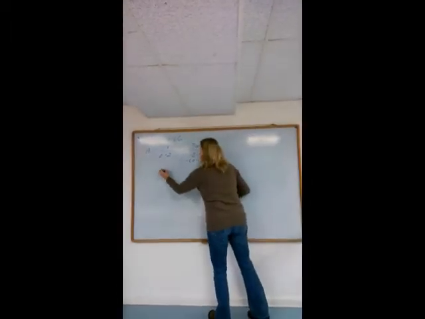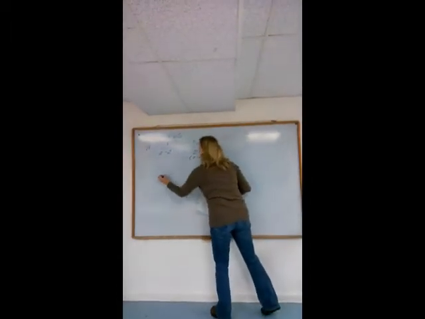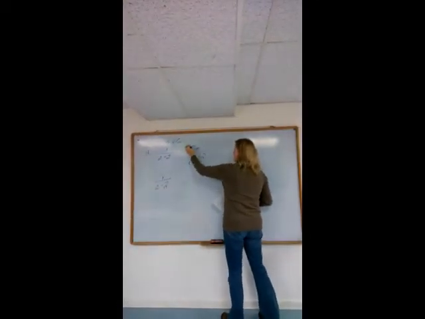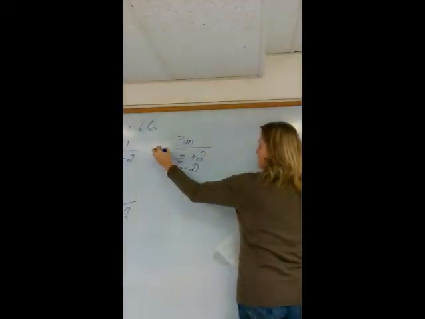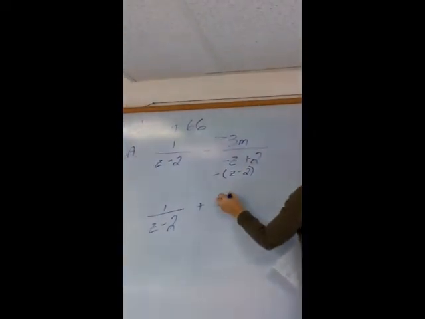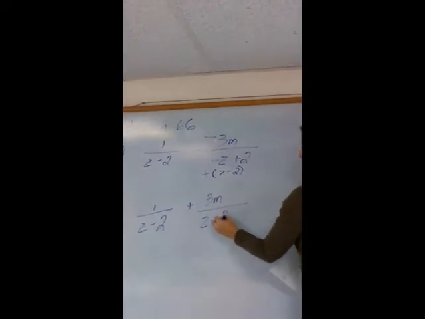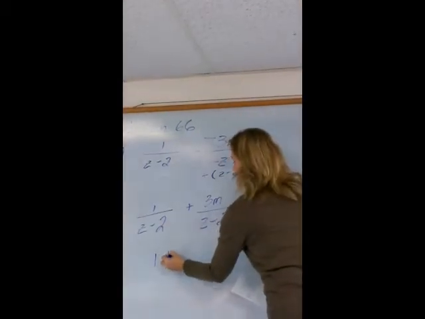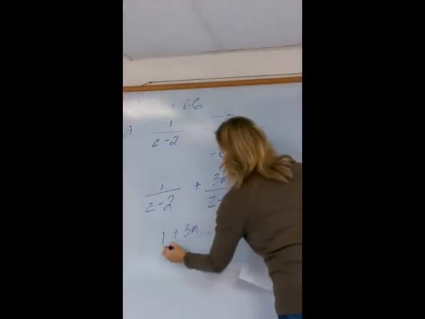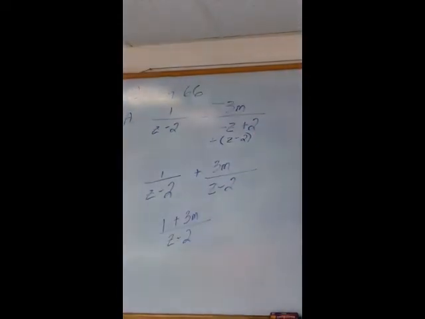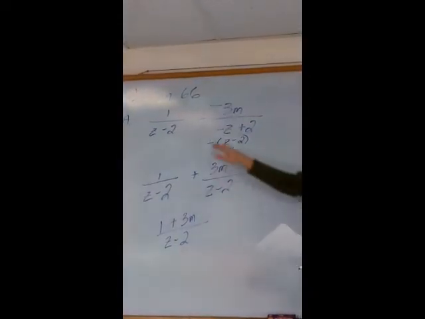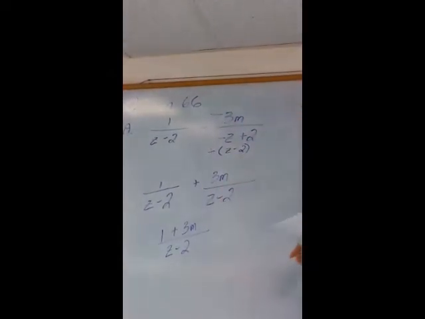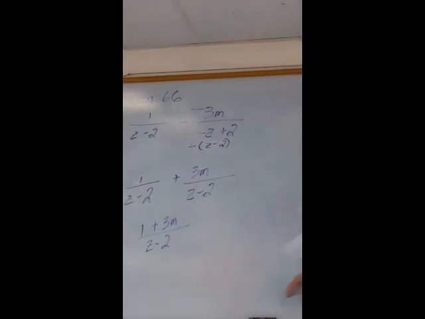So what I have here then is 1 over z minus 2, and if I shift the negative up here, then I have minus a negative 3m, which is plus 3m, and I have my z minus 2. Now I have common denominators, and I can just write my answer as 1 plus 3m over z minus 2. So I hope those won't give you too many problems. You just need to take the bottom, factor out the negative, shift it to the top, and combine your fractions together.